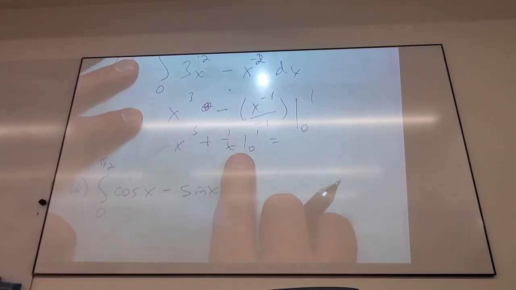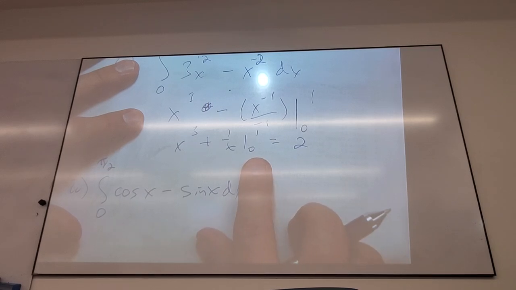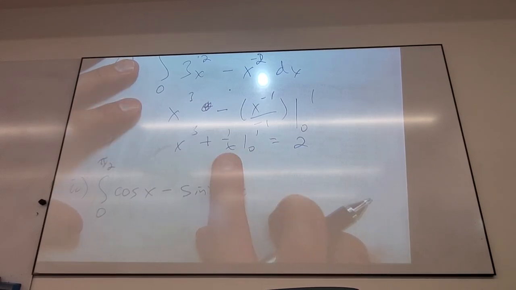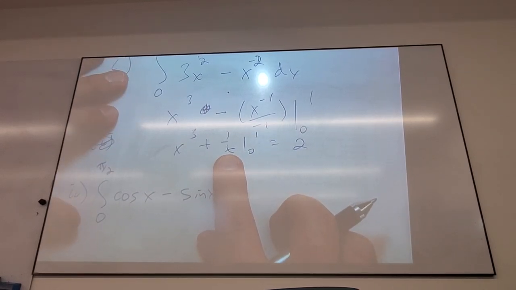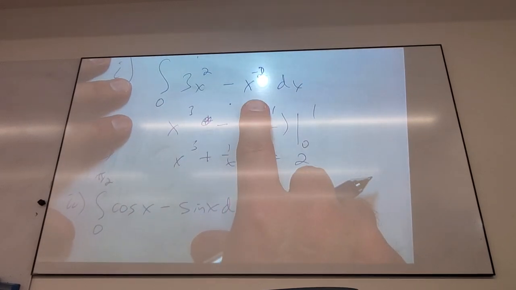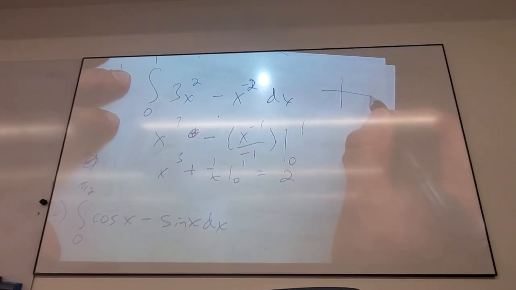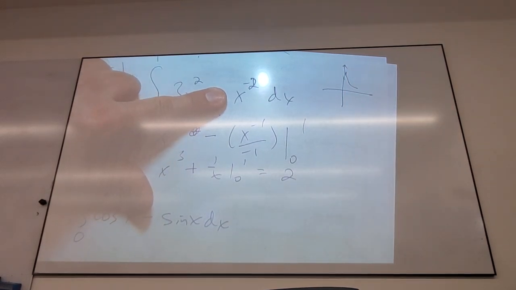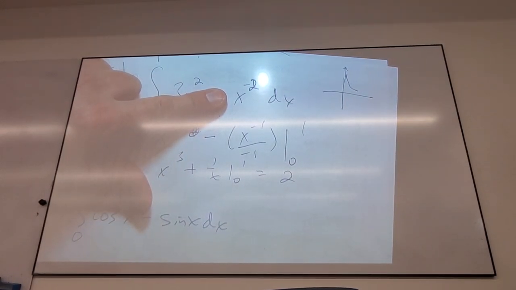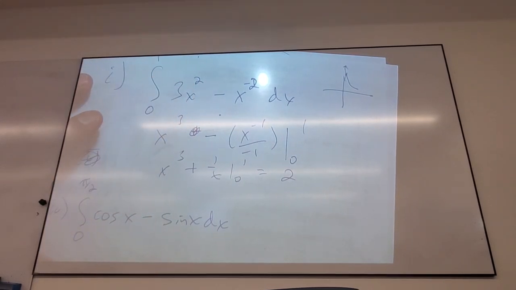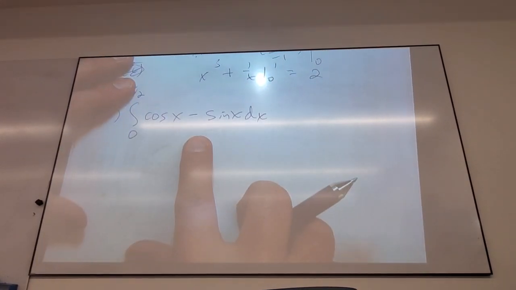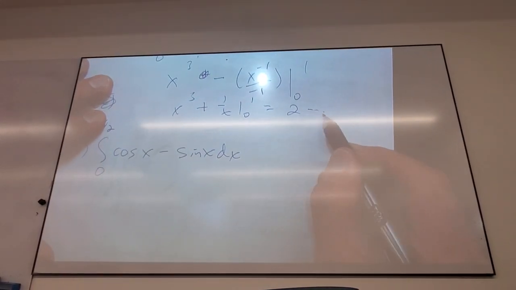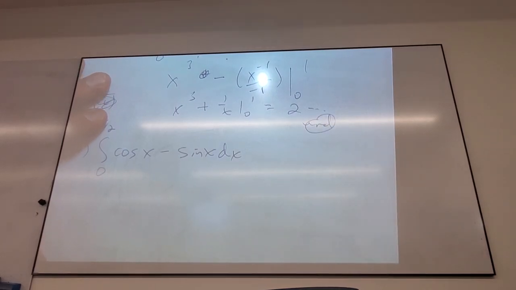When I plug a 1 in, I get 2. What do I get when I try to plug a 0 in? Undefined. Which makes sense, because what does this thing do at 0? This piece is going to go, whoop, it's going to go up forever. That area is going to become infinite, yes? Okay, so we'll investigate infinite areas later. Okay, so what about this guy? So this would be undefined at the moment.